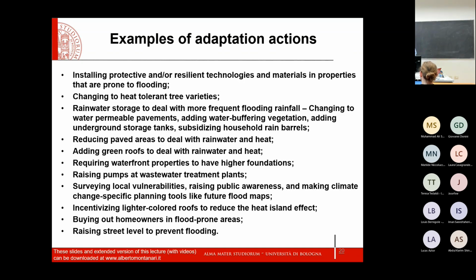So examples of adaptation actions: installing protective and resilient technologies and materials in properties that are prone to flooding. And this is focusing on adaptation to floods and droughts, so adaptations to risks related to the water cycle, but I will make additional examples. One additional example of adaptation is what we saw this morning: green roofs, urban forestry, etc. So changing to heat tolerant tree varieties. This is indeed again very relevant also for agriculture.